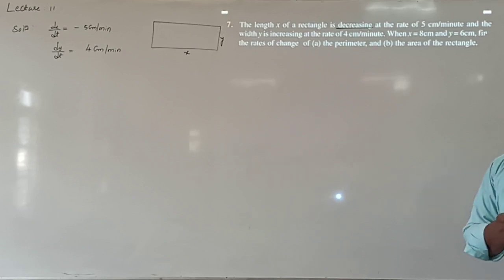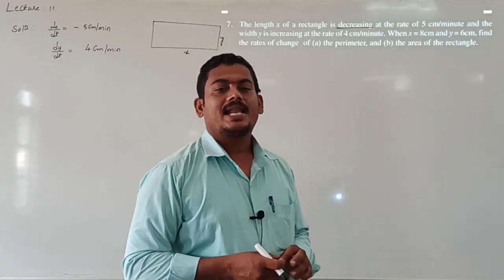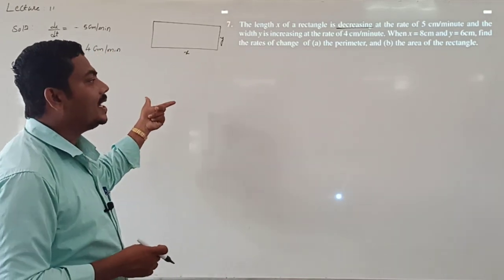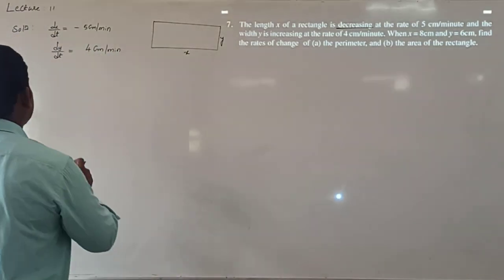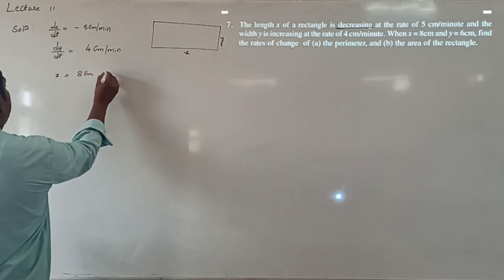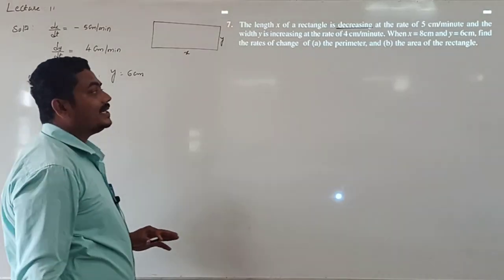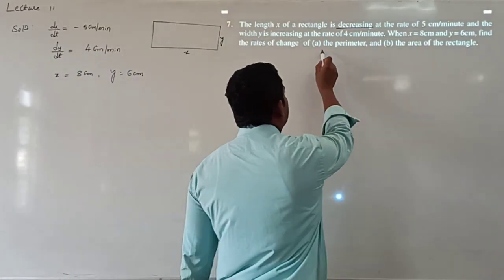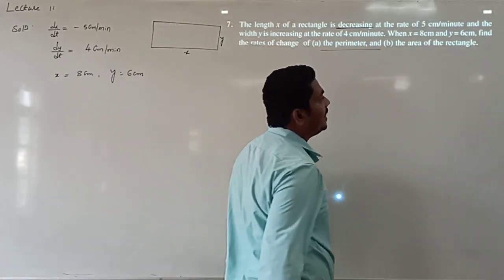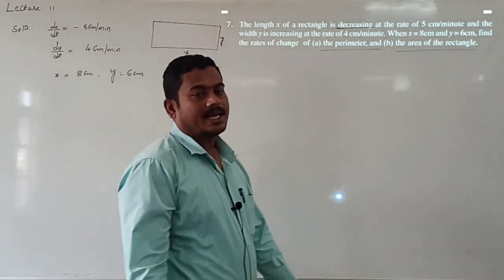Initially length is x, breadth is y. After some time, the length of the rectangle reaches 8 centimeter. When x is equal to 8 centimeter and y is equal to 6 centimeter, at that time, what is the rate of change of perimeter of the rectangle and rate of change of area of the rectangle?